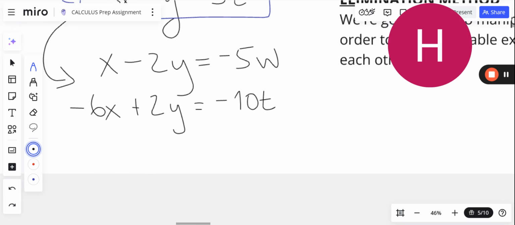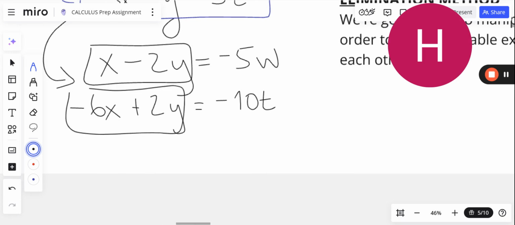You add the left sides. So that's going to give me -5x, and then these cancel, equals -5w minus 10t. Now I cannot combine them together. I can't put like 15tw or something. I don't know what those numbers are, so they don't necessarily combine one to one.